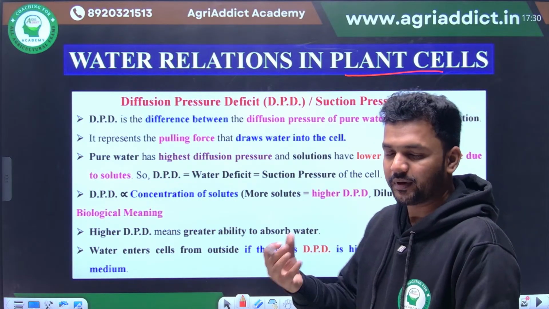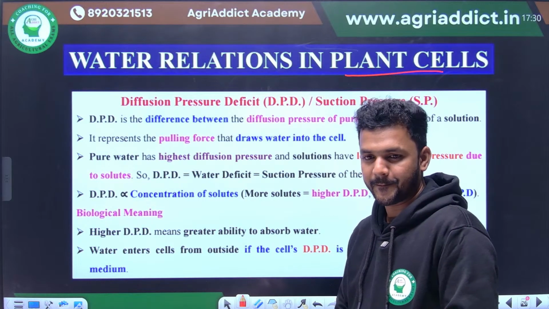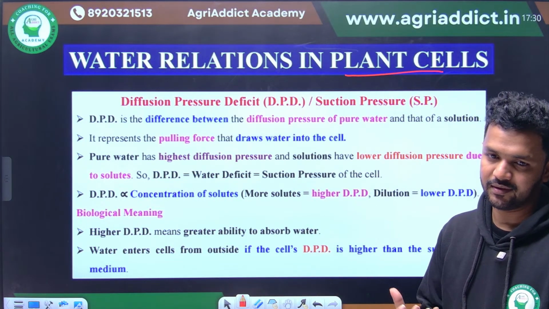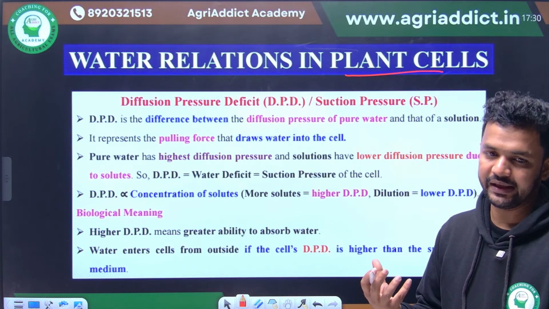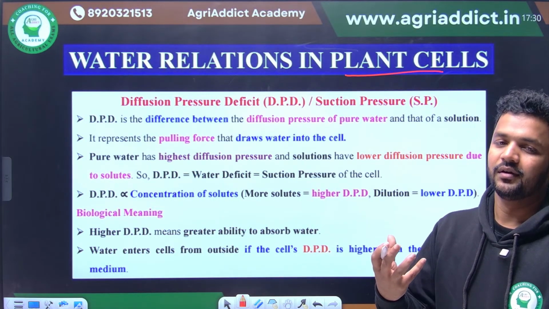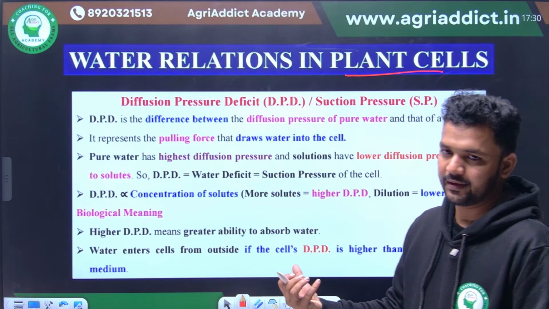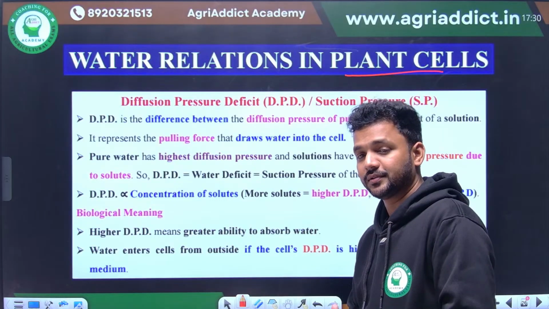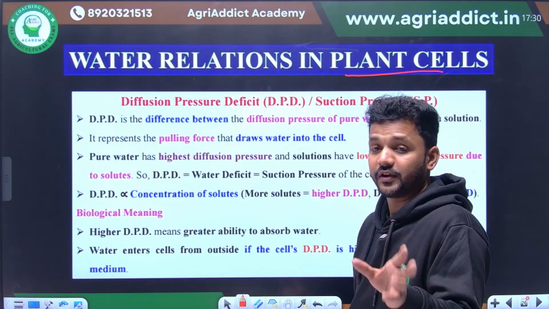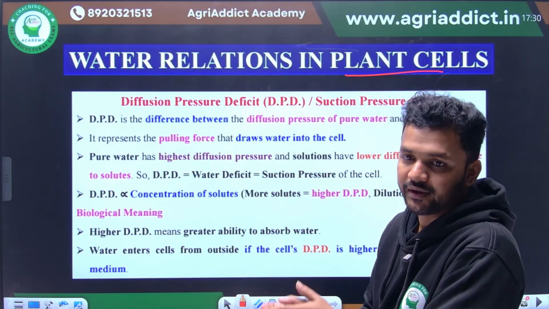So diffusion pressure deficit. Deficit means lack or less. जो भी कमी है उसको डेफिसिट बोला जाता है. What is deficit here? The diffusion pressure, right? Between what? The difference of diffusion pressure between the solution and the solvent.